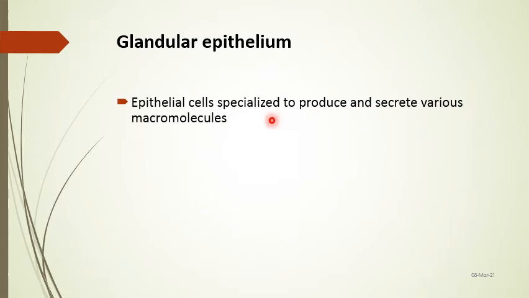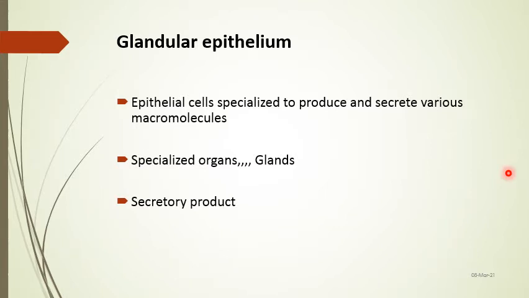The epithelial cells can be specialized to produce and secrete various macromolecules, and these cells can form specialized organs called glands. In the glandular epithelium, the secretory product is stored in secretory granules, which are membrane-bound vesicles.